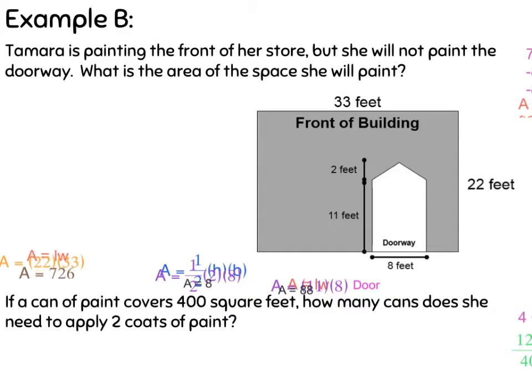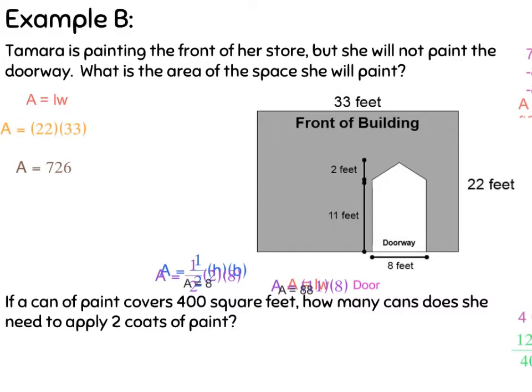So our building's a rectangle, so I'm going to use my area formula for rectangle, length times width. 22 times 33, because that's the width and the height, or the width and the length. And when I do that, I get area equals 726. So that was easy because it was just a regular rectangle, easy formula.